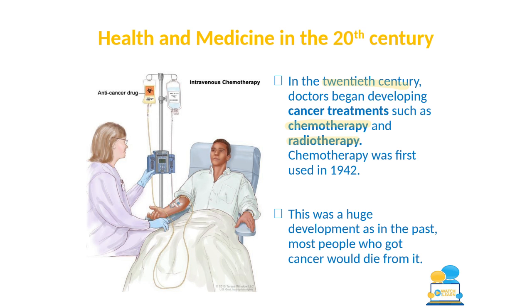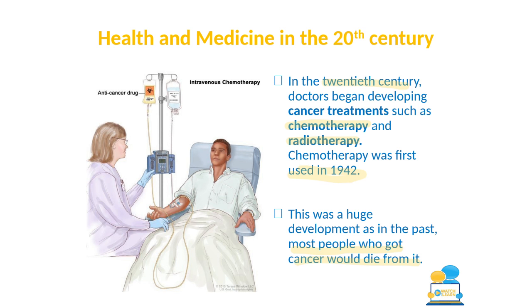Okay, so chemotherapy was vital. Chemotherapy was developed in a number of different nations by a number of different doctors, because there was a big need for it, I suppose. Cancer affected people worldwide. So in the 20th century, doctors began developing cancer treatments such as chemotherapy and radiotherapy. Chemotherapy was first used in 1942. And this was a huge development because in the past, people who got cancer would simply die from it. You couldn't really survive it, unfortunately. It would eventually kill you.